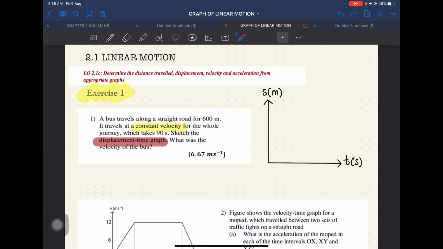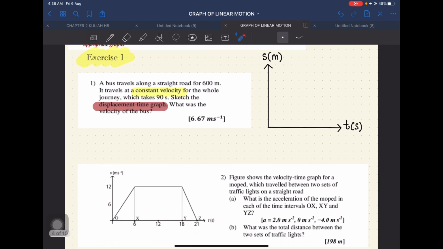Okay, next 2.1 linear motion. Determine the distance travelled, displacement, velocity and acceleration from appropriate graph. Okay, exercise 1, number 1.